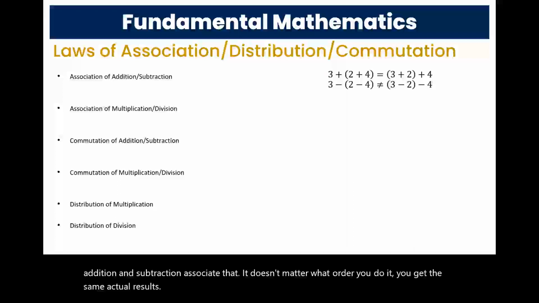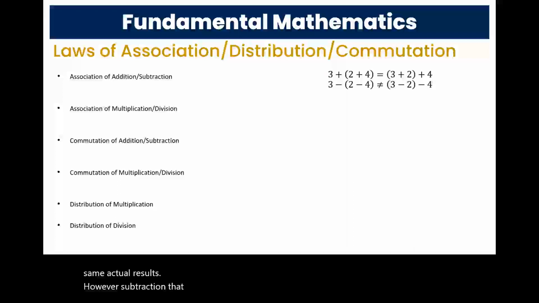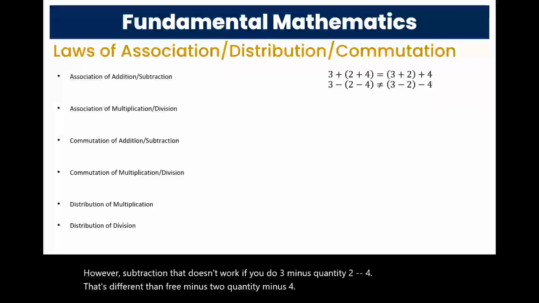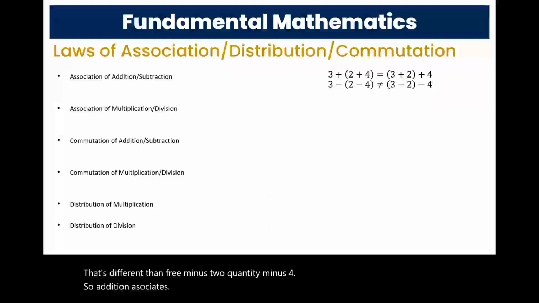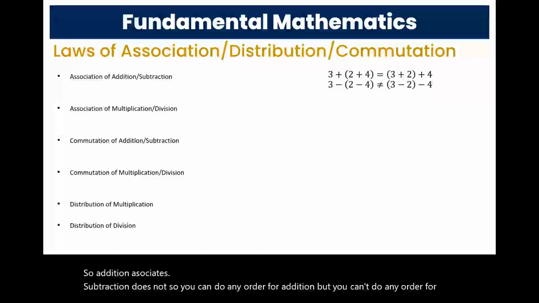However, subtraction, that doesn't work. If you do 3 minus the quantity 2 minus 4, that's different than the quantity 3 minus 2, minus 4. So addition associates, subtraction does not. So you can do any order for addition, but you can't do any order for subtraction. You've got to follow that order of operations.